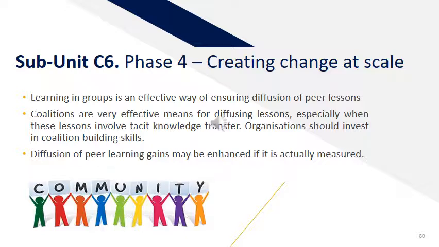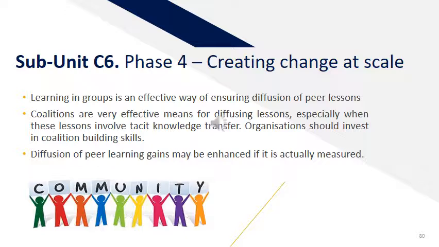Learning in groups is an effective way of ensuring diffusion of peer lessons. Group-based learning involves people from the home organization working alongside colleagues who have benefited from external peer training. They work together on the job, and this gives opportunities for diffusion to the colleague who has been through external peer learning. Coalitions are very effective means for diffusing lessons, especially when these lessons involve tacit knowledge transfer. Organizations should invest in coalition building skills among both those who benefit most directly from peer training and those who are targeted as secondary beneficiaries.